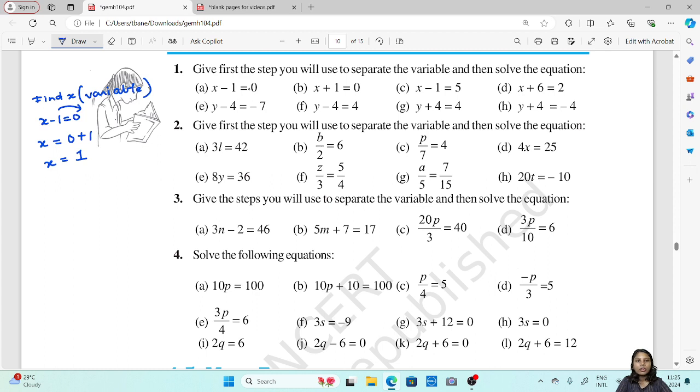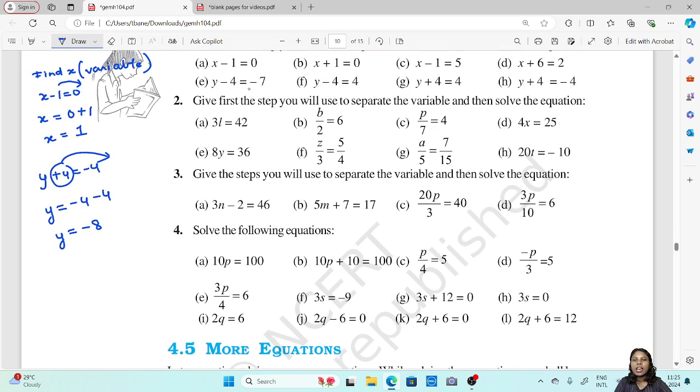Then say you have another one, y plus 4 equals minus 4. Now again the same thing, we transpose this to the other side. So y will be equal to minus 4. This is plus. The other side it goes, it becomes minus. So minus into minus is plus, and 4 plus 4 is 8. Sign will be minus 8.